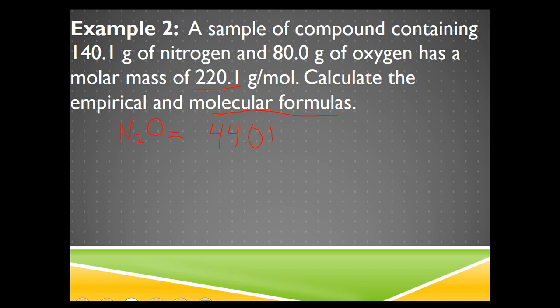So now I am going to take this mass and I'm going to take the mass they gave me in the problem, and it's molecular formula divided by empirical formula, or big over little. Well, my big is 220.1, and my little is 44.01. When you divide that, you get 5, or very, very close to 5. And I'm going to take that number and multiply it to my empirical formula. So 5 times 2, 5 times 1, and you get N10O5. And that is my molecular formula.